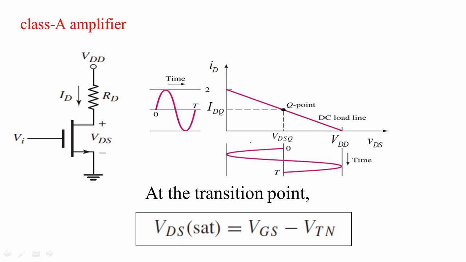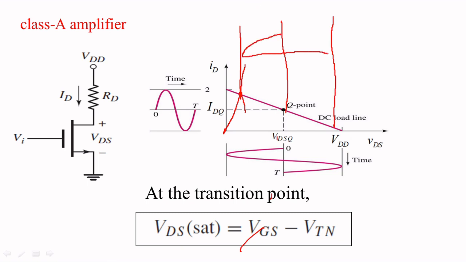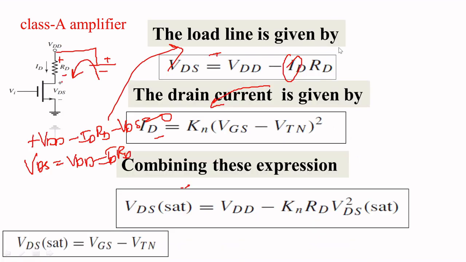This is a point. Consider this is somewhere the transition point. Here the swing will be starting. This is your quiescent point and this is your maximum swing. This is the best range to get the linear amplification. To get the amplification, this is the range to be maintained. It starts from the VDS saturation point and ends at a maximum of VDD. You can see that clearly.